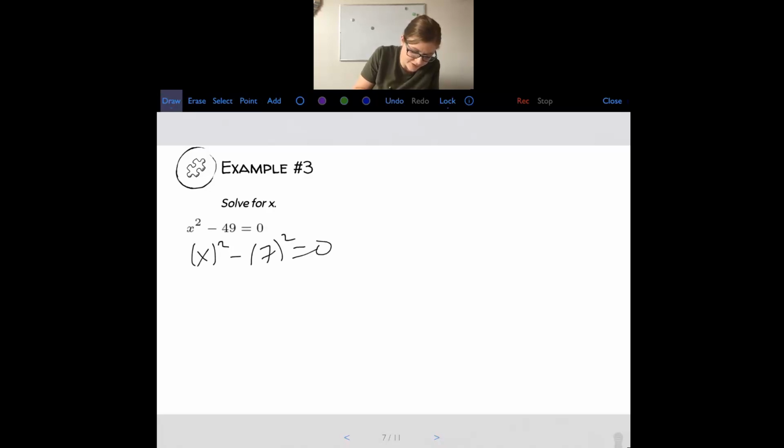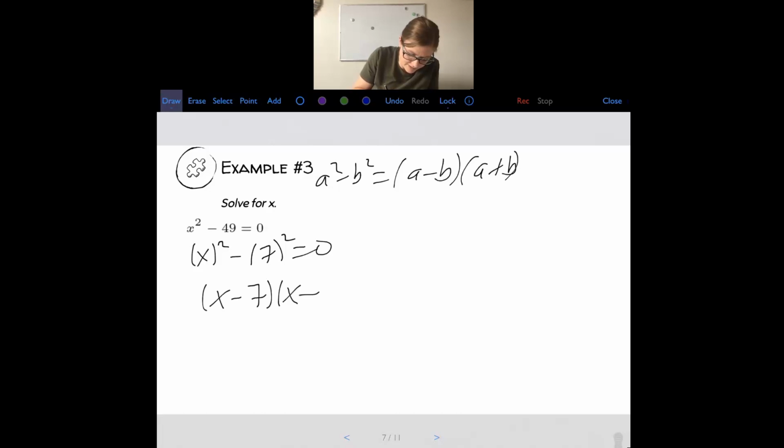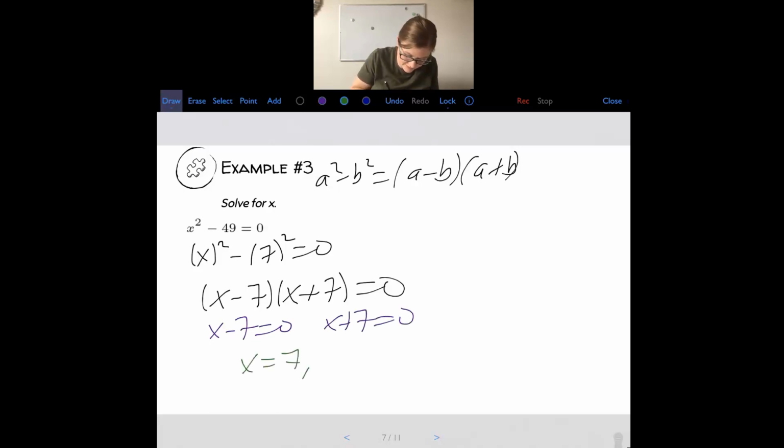So this factors into a squared minus b squared, a minus b, a plus b. Okay, so this is x minus 7, x plus 7 is equal to 0. And then we take each factor and set it equal to 0. Okay, so then we'll get x is 7 and negative 7.